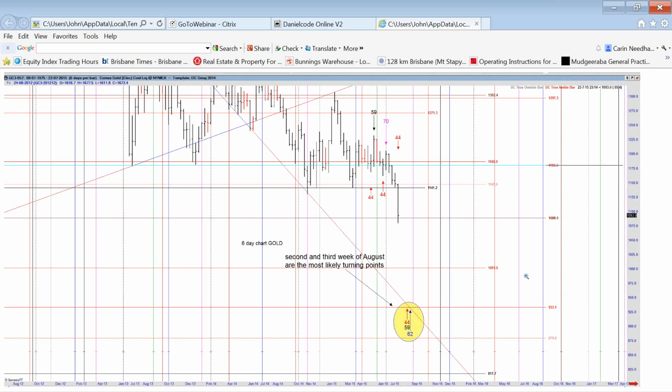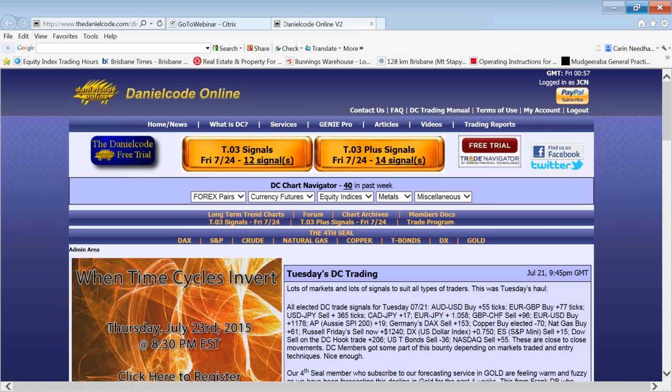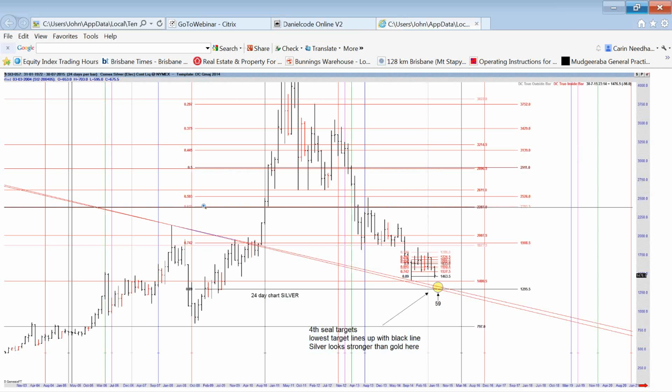Anyway, so there's Frank's chart. He's also given me another one to show you here on silver. Here's the 24-day chart. It's got a much closer fourth seal target. And what he's looking here for is a break of the existing lows, a marginal break. And there are two fourth seal lines there, which we expect will give it support. Silver looks stronger than gold. Silver's certainly a lot stronger than gold, which is kind of interesting.